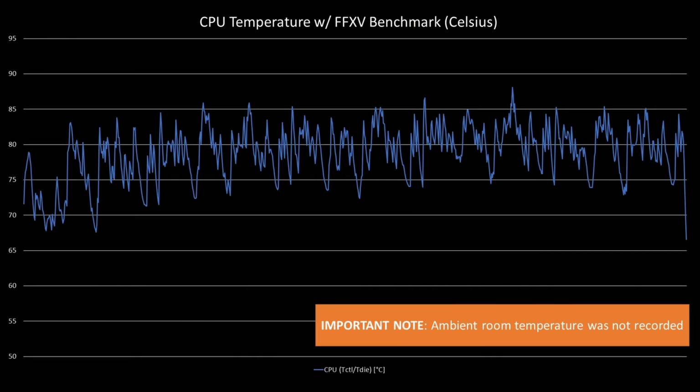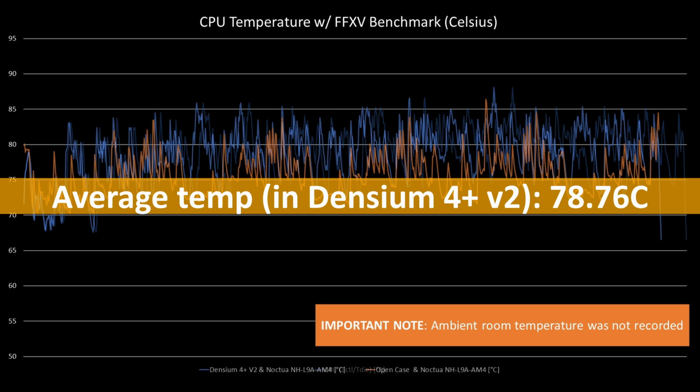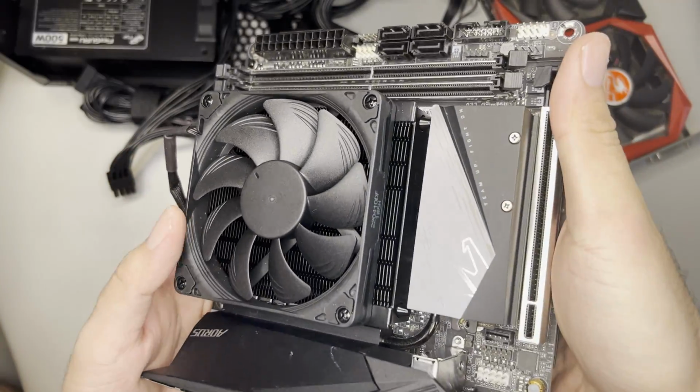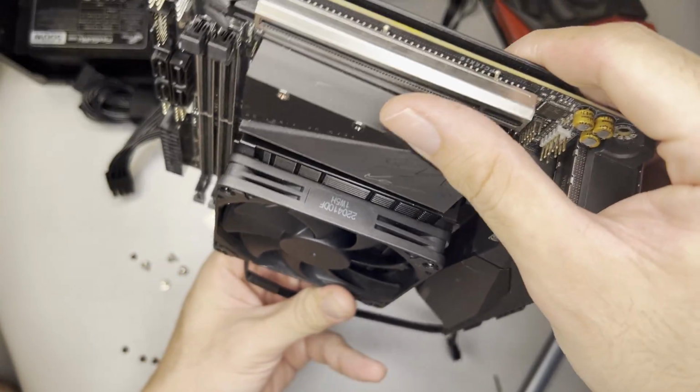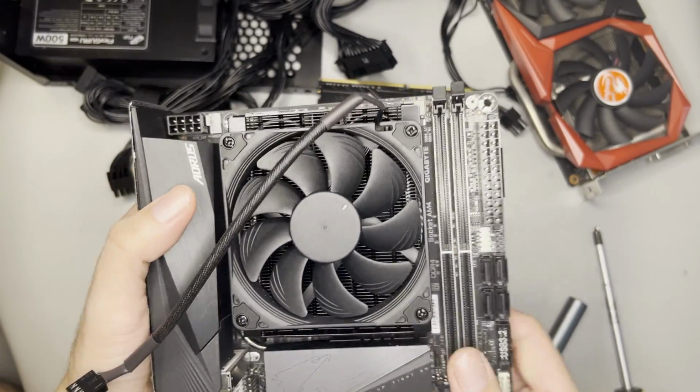As for the temps, it improved from 82.6 degrees Celsius to 78.76 degrees Celsius, which is a 3.8 degrees Celsius improvement. It is still a bit far from the open test bench temps at 75.71 degrees Celsius. Although between a closed case and an open test bench, it is normal to have this margin of difference. This means that the low-profile CPU cooler orientation really has an effect on its thermal performance.